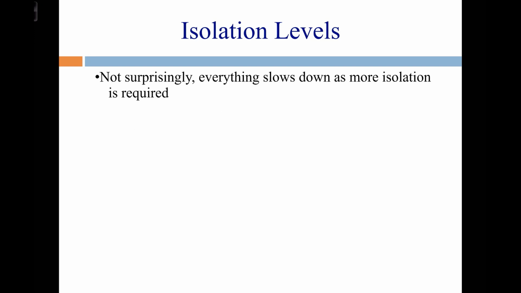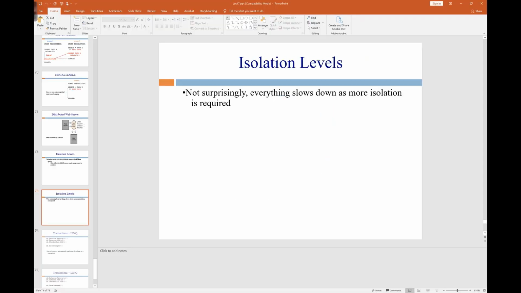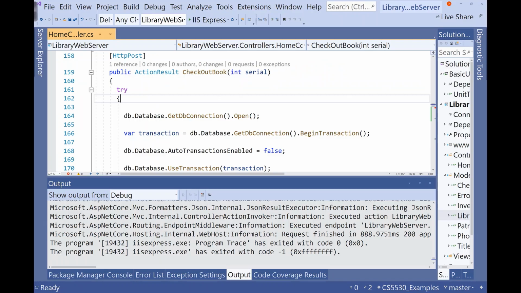And it's important to note that everything is going to slow down as we increase the isolation level, but there's no getting around that. Sometimes you need it for correctness. So let's see if we can finally solve this problem in the library controller, where we need to leave at least one copy for the library, so prevent anyone from checking out the last one.